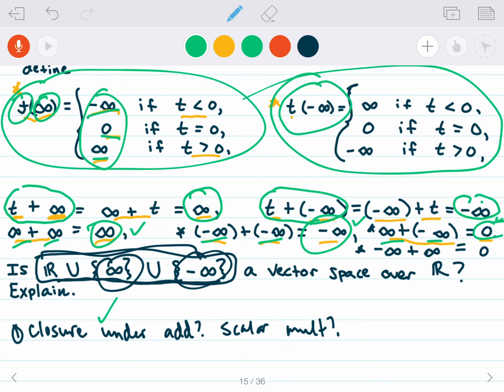And we're also good right here. If we multiply a vector negative infinity by a scalar t, we're still going to be in the set in any case: infinity, 0, or negative infinity. So that definitely works.